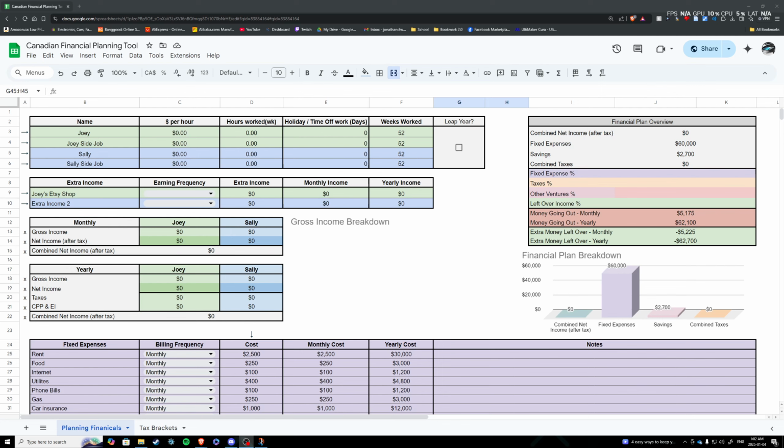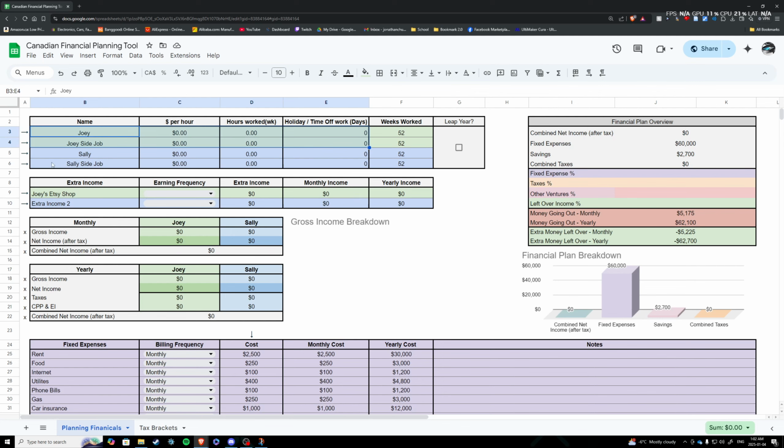This is a walkthrough guide on how to use a spreadsheet. First off, let's start off with names. So we have two sections. We have this section and this section. You can put in the names, so our names are going to be Joey and Sally.